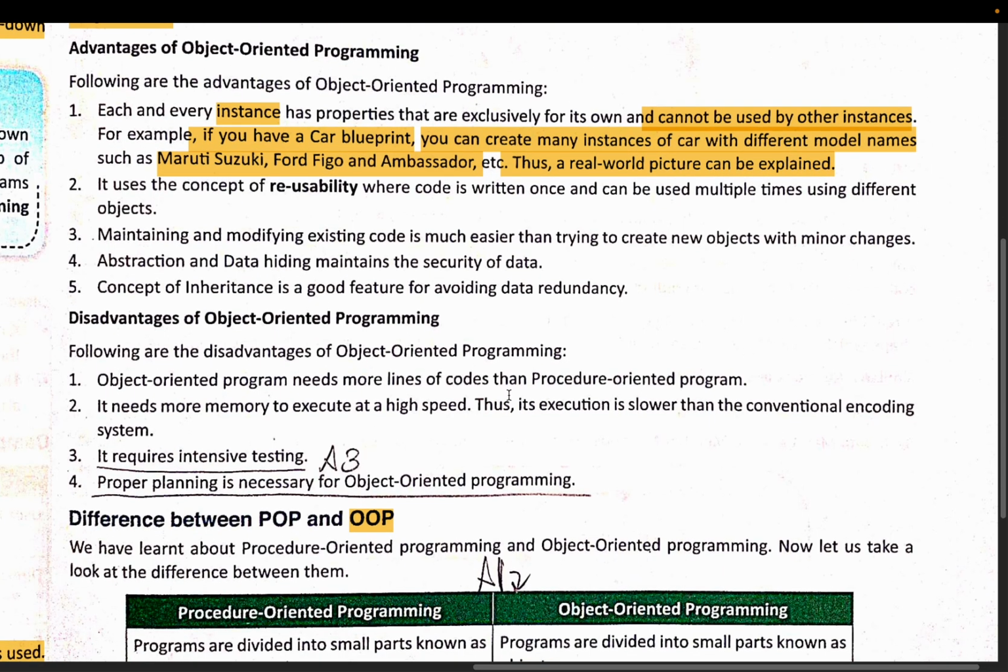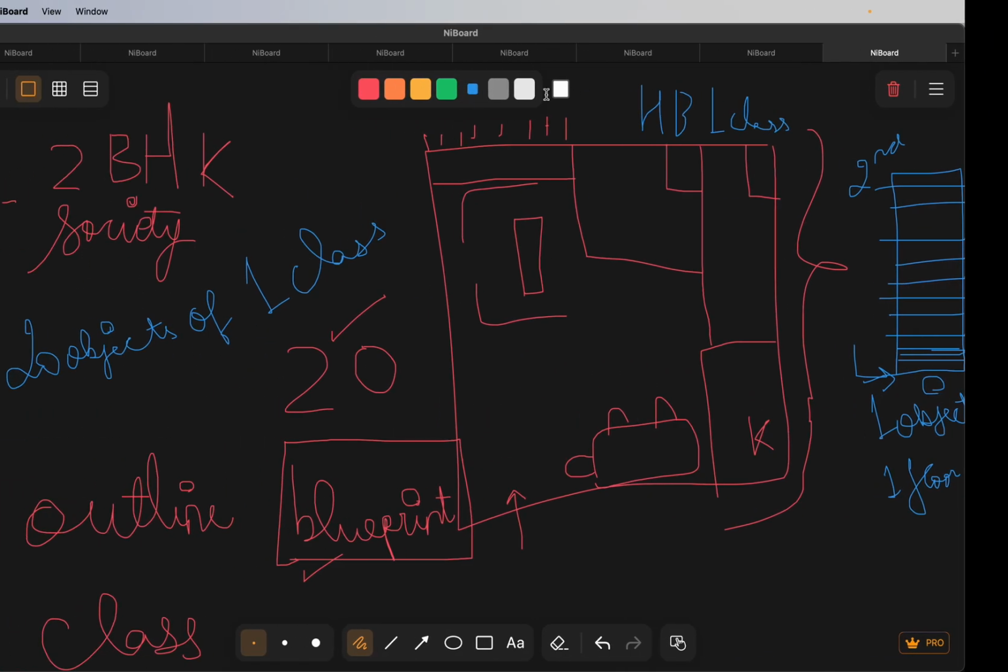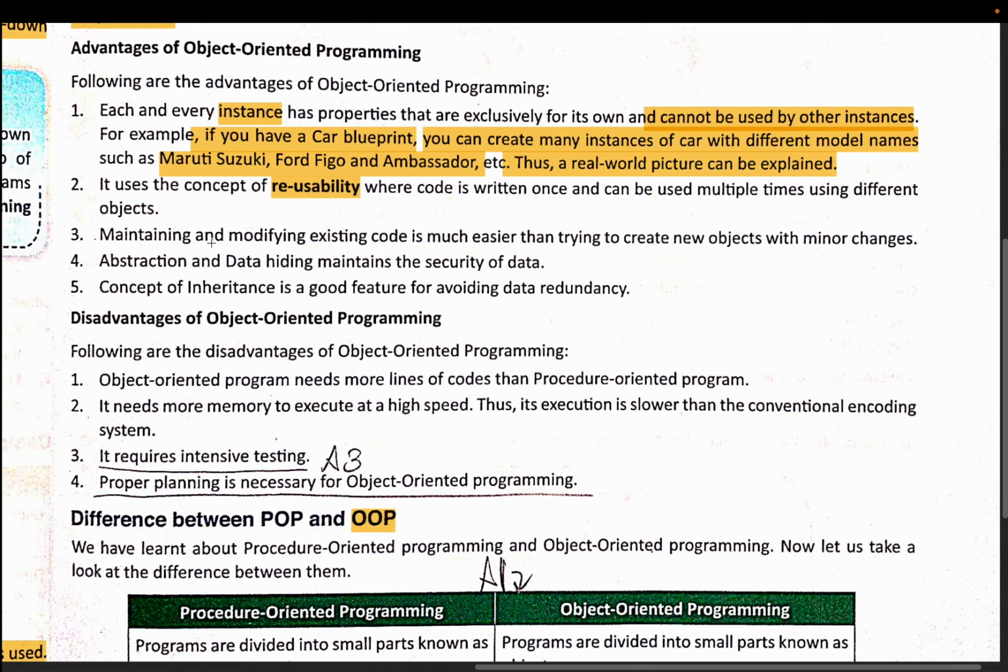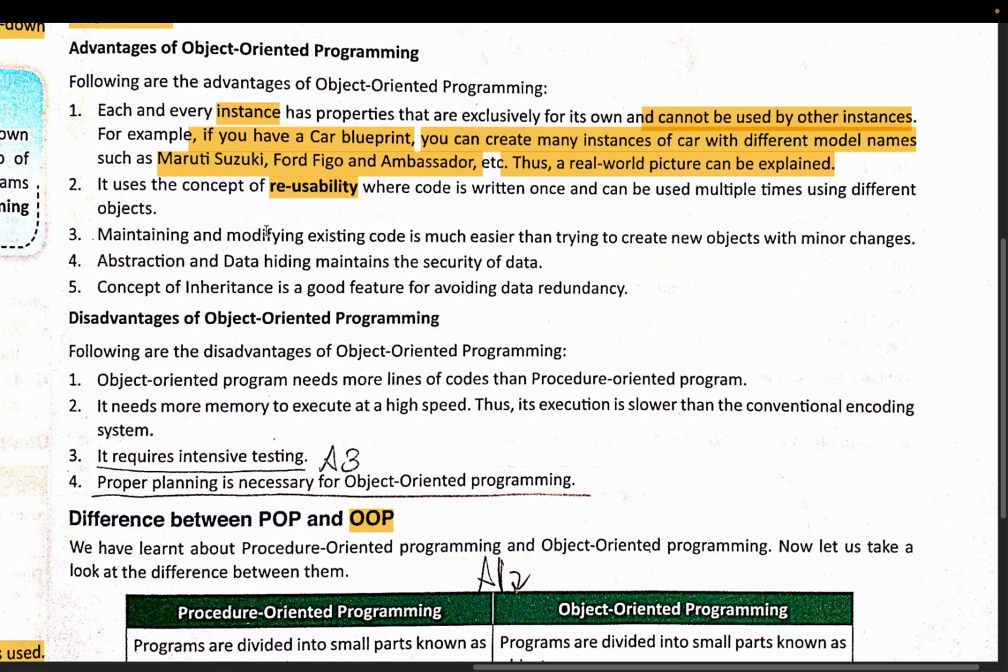Understood? It uses the concept of reusability, where the code is written once and can be used multiple times using different objects. So the map of the flat was done only once and we have used it 20 times. Right? Then reusability comes into picture. Maintaining the code, modifying the code becomes very easy. Then trying new objects with minor changes.